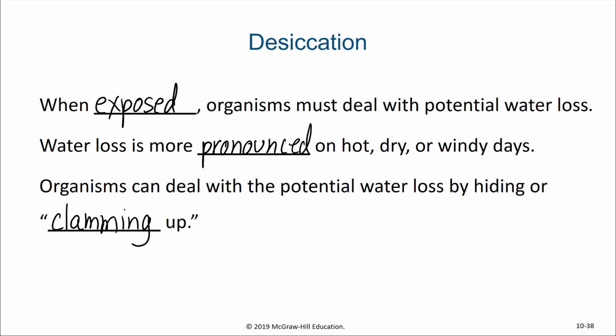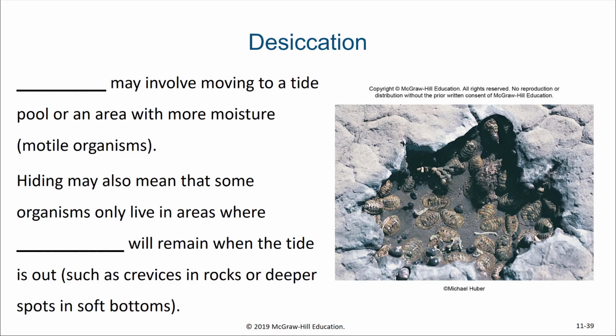So as we look at these strategies, hiding may involve moving to a tide pool or an area with more moisture. This would be the case for motile organisms. Hiding may also mean that some organisms only live in areas where moisture will remain, even when the tide is out, such as crevices in rock or deeper spots in soft bottoms.